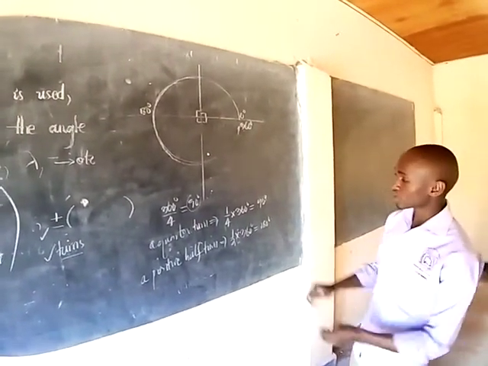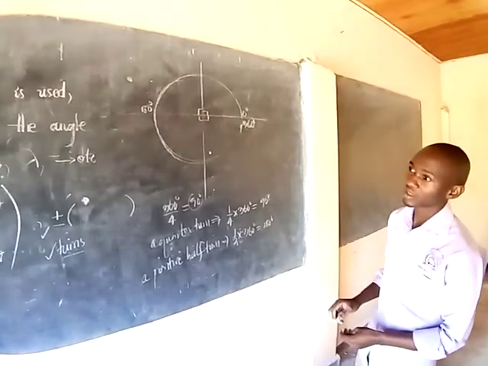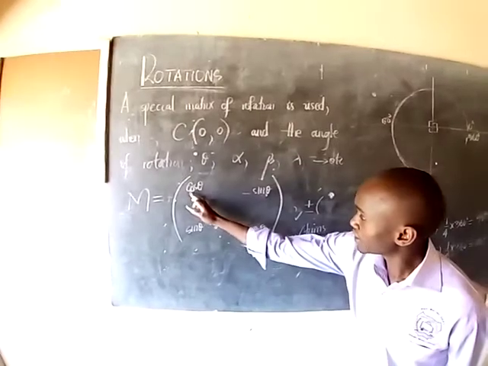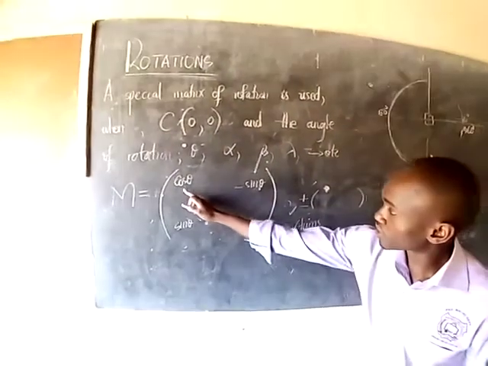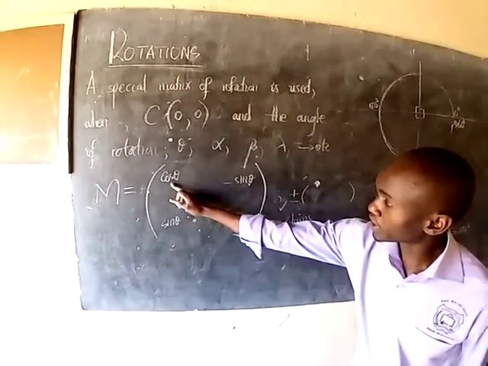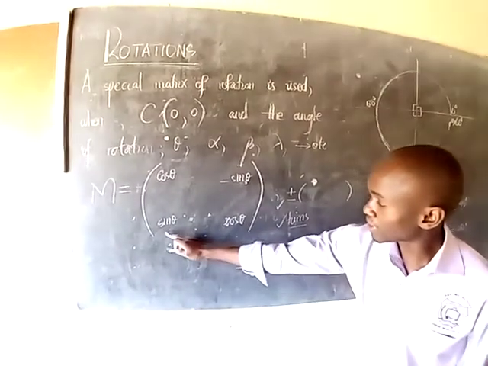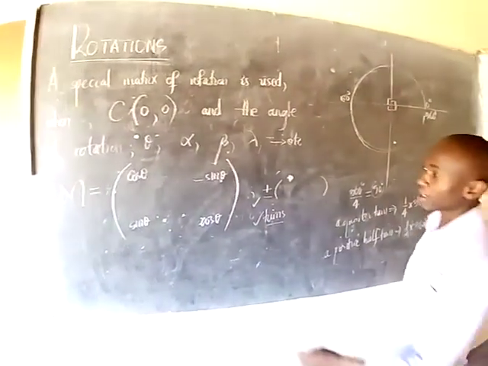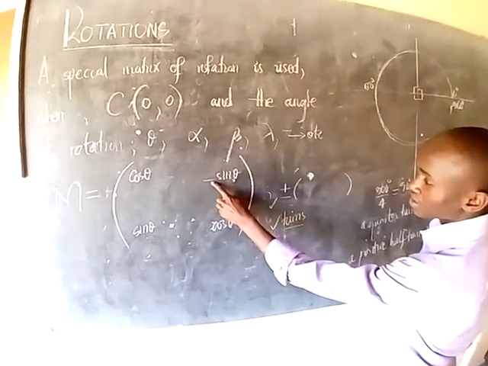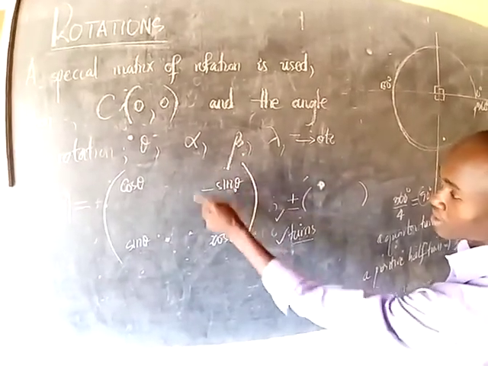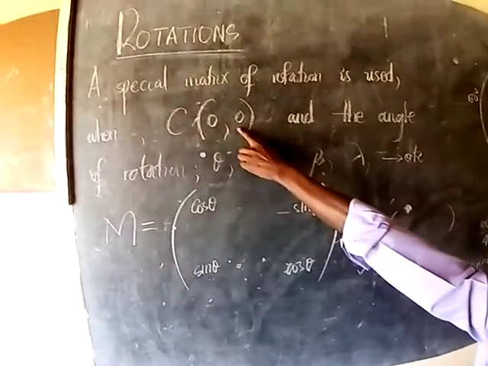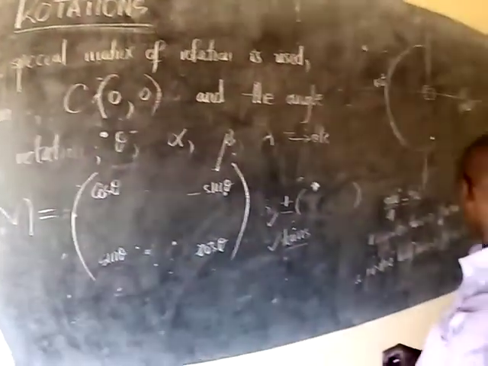I want to summarize rotations by saying that what you need to note is that the leading diagonal in the special matrix of rotation comprises cosines and the minor diagonal comprises sines, whereby one of the signs is negative in the upper entry in that minor diagonal. Point noted, the center of rotation must be 0, 0.